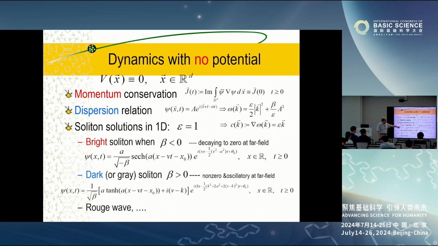And the other case is beta bigger than 0. The interaction is repulsive. Oh, sorry, this one is attractive. Then you can see there are so-called dark or gray solitons, where psi of t equals some kind of a bigger tangent function plus something. At the far field, the solution is non-zero, since tangent goes to 1 on one side and minus 1 on the other. And due to this e^{ikx}, when x goes to the far field, kx becomes very large, so the solution at the far field is non-zero and highly oscillatory.